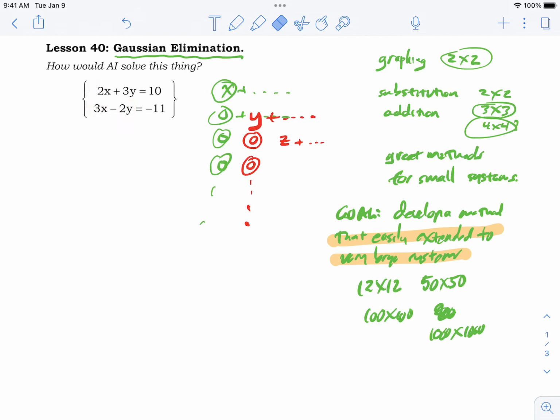What's nice is you're going to cross the matrix in the same way every time. Start here, go all the way to the bottom. Start here, go all the way to the bottom, and so on. Now, this being a 2x2, we're not going to have to do quite so many steps.